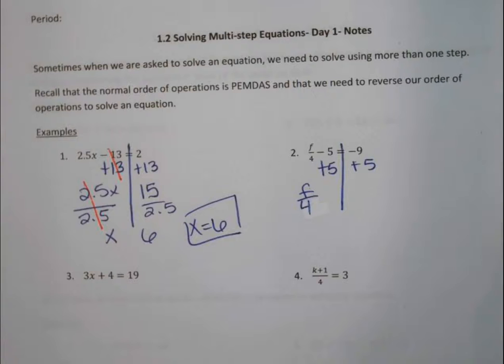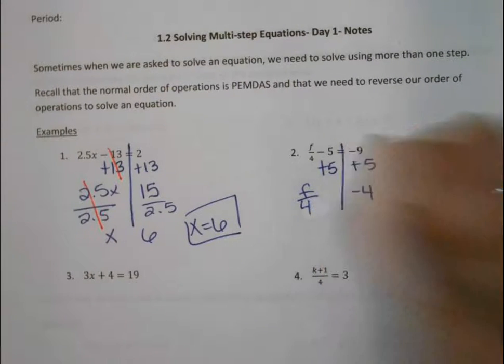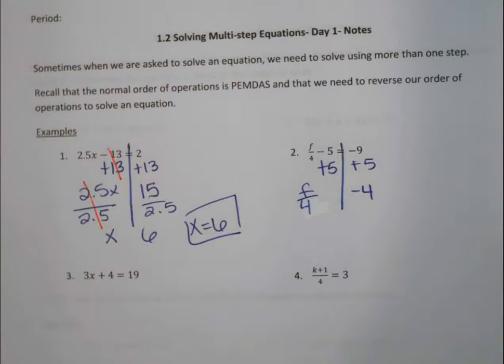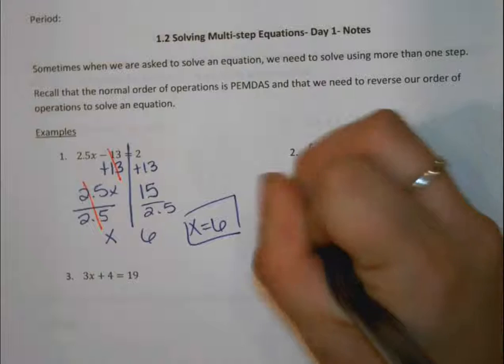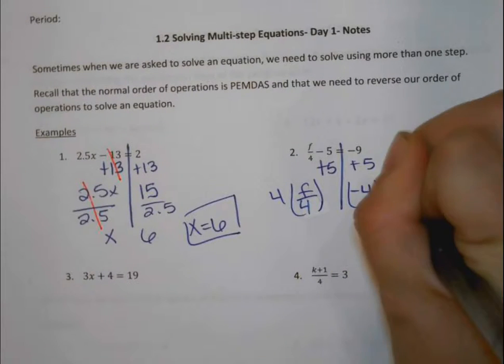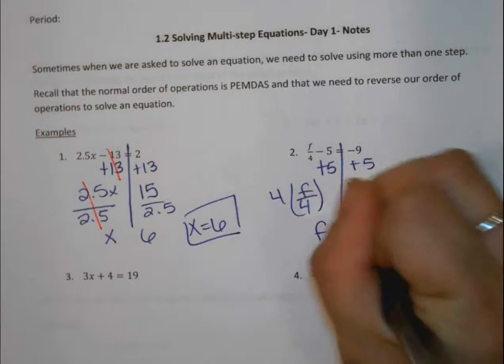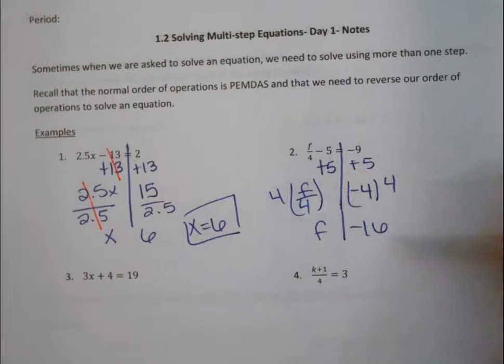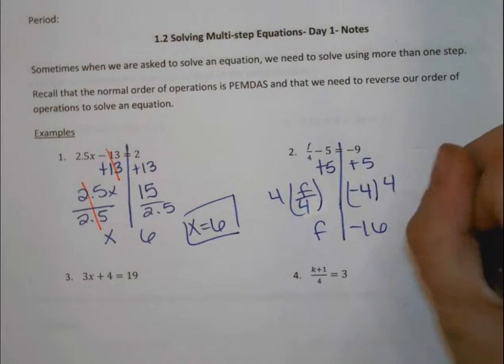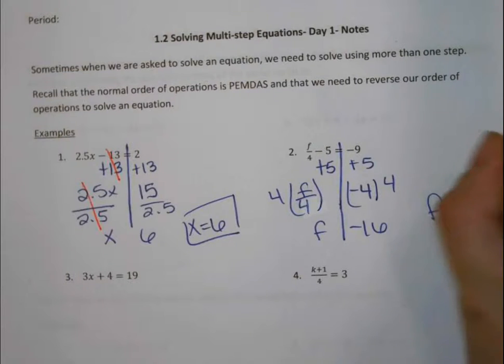And then on the right side, I have negative 9 plus 5, which gives me negative 4. To get rid of my fraction, fractions are division, so the opposite of dividing is multiplying. I'm going to multiply both sides by 4. So then I get f on the left and negative 16 on the right. So my answer is f equals negative 16.